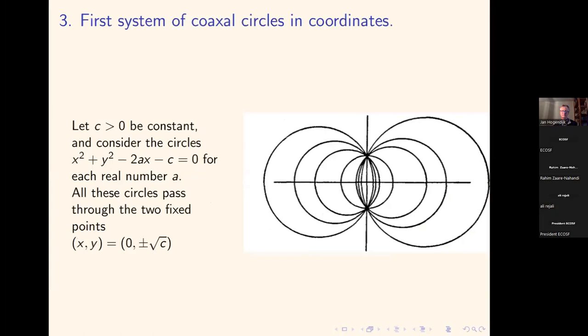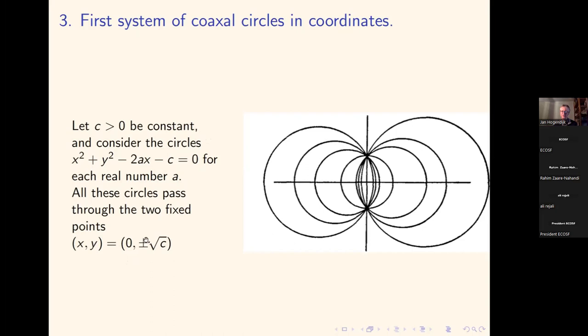Now, in order to make this a little bit more specific, I also have written some definitions in coordinates. For the first system, you start with the number c, which is a positive constant. You consider the circles x squared plus y squared minus 2ax minus c equals zero for each real number a, so you have infinitely many circles. And these are the first system, because they all pass through these two fixed points. You can very easily see that by putting x equal to zero, you have y squared minus c equals zero. So these two points always lie on all these circles.